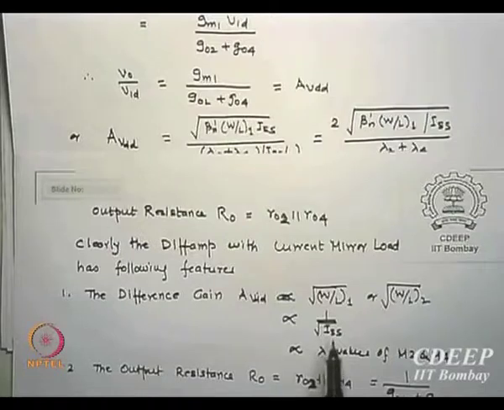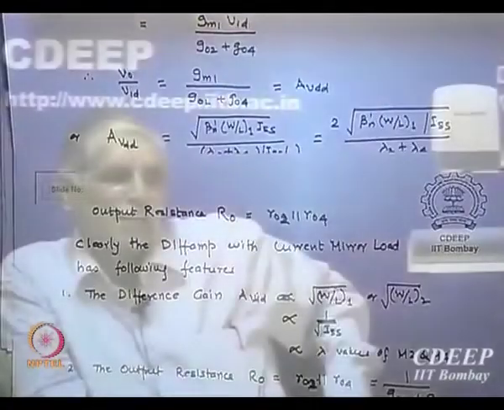But one interesting feature I am seeing: this difference gain is inversely proportional to root of ISS. What is it trying to say? That if you work at smaller currents, your gains are higher, which is very atypical. Normally what do we say? Pump the power and get the gain. It is now trying to tell me to reduce the bias currents. If you reduce the bias currents, differential gain is higher.